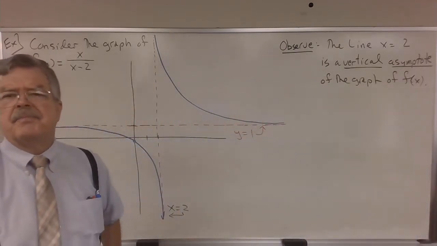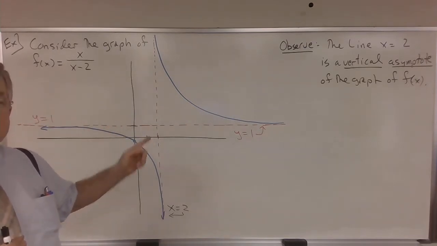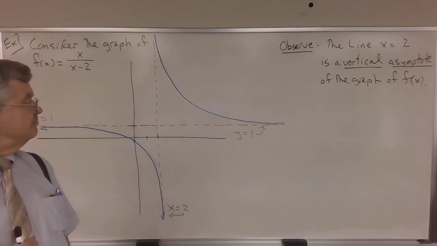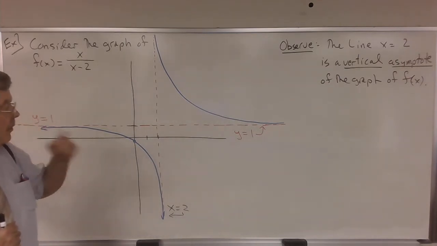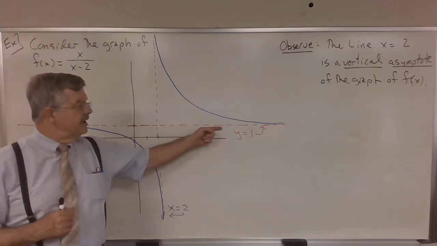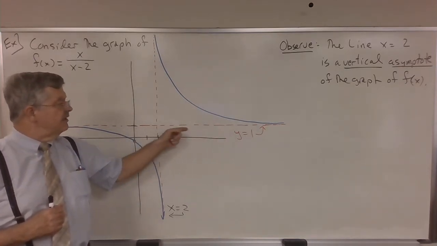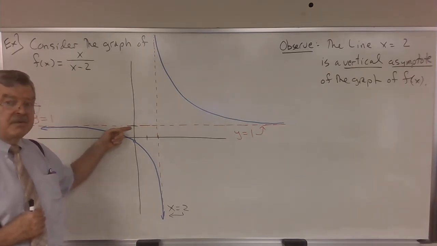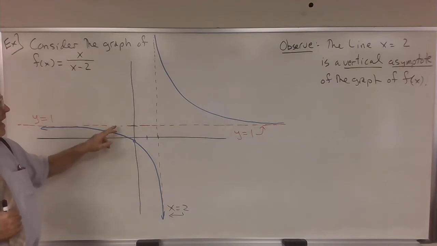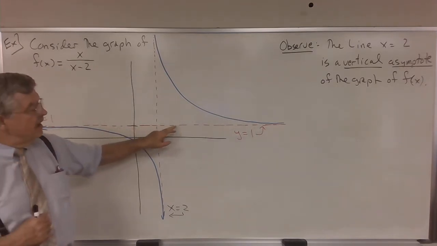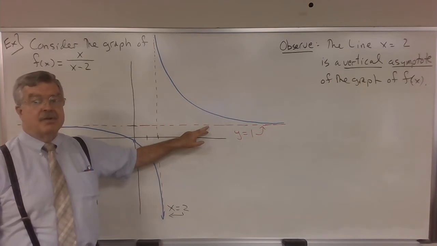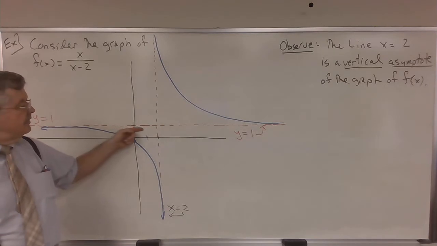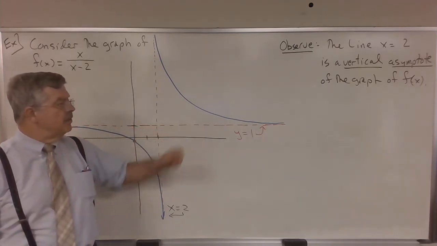Well, what do you think? Does this graph have any other asymptotes? What about this horizontal line right here? This horizontal line that crosses the y-axis at the point y equals 1. Every point on this line has a y-coordinate of 1. So the equation of this horizontal line is y equals 1.